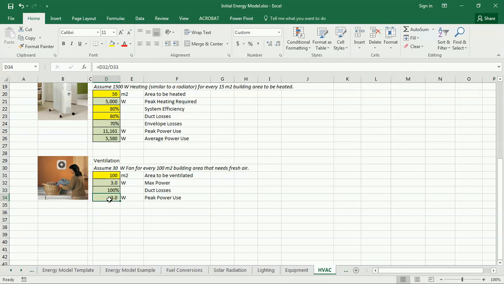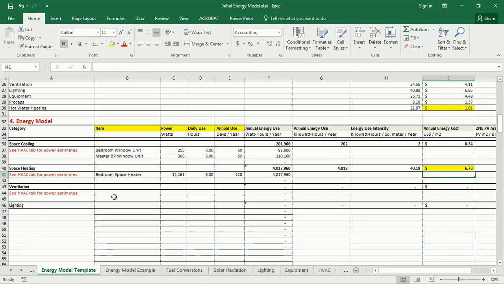So if I've got 3 watts as my power for my ventilation, I can say it's running 24 hours a day for 365 days, and it's still not very much energy in the greater scheme of things. I'm just going to say exhaust ventilation. There.